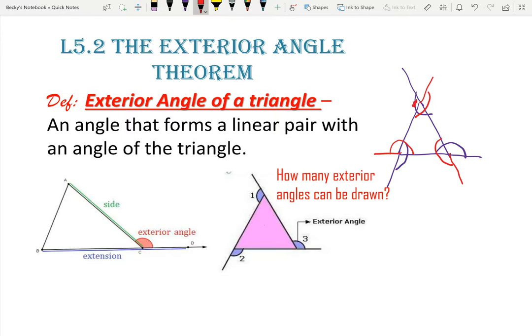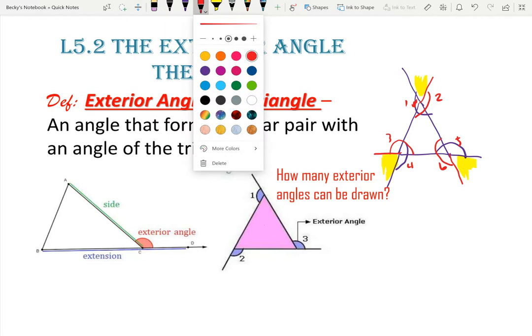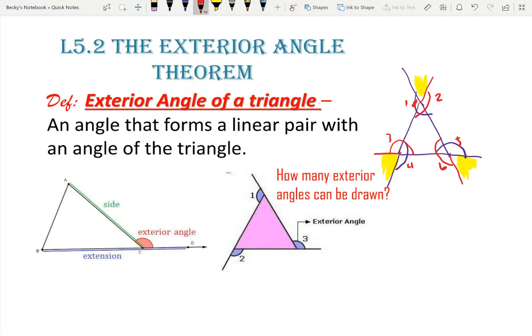So let's just number 1, 2, 3, 4, 5, 6. Now, a lot of times people get confused and they say this is an exterior angle. And they're not. They're actually vertical with inside of the triangle, and they're not exterior. They don't follow the definition, which is that they have to make a linear pair with the angle of the triangle. So if there's ever a question, how many exterior angles? The answer is there's 6, number 6.